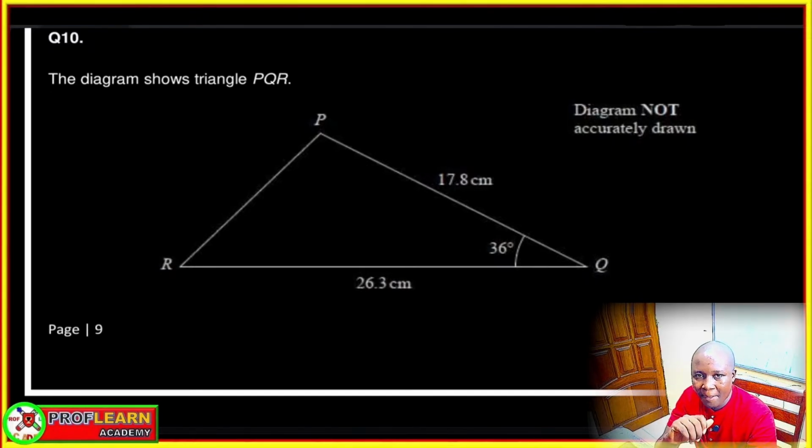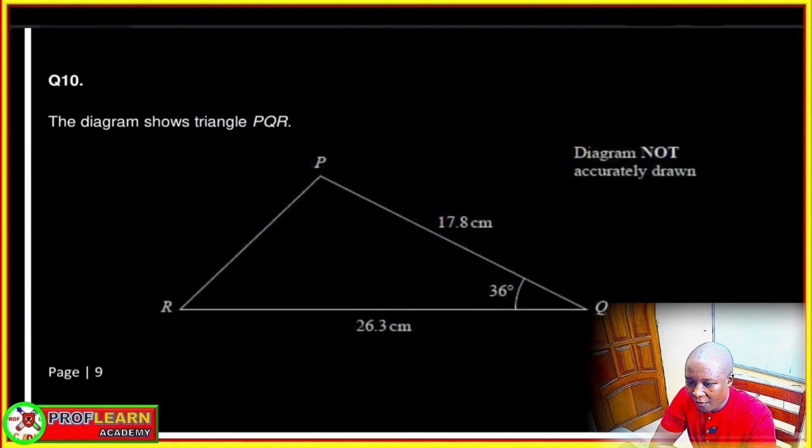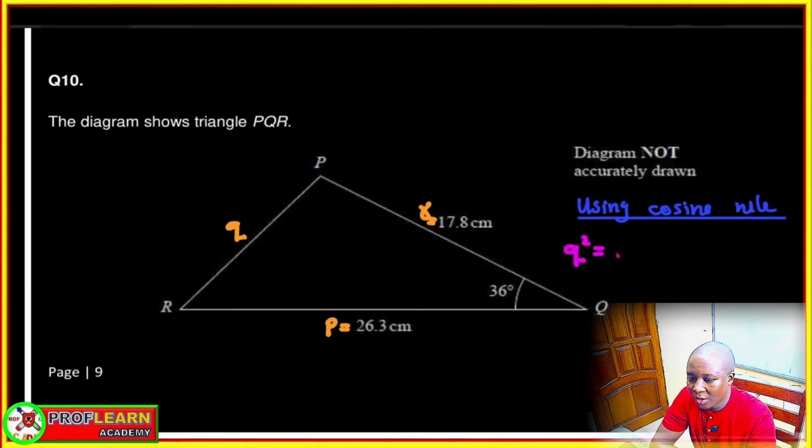In question number 10, in this coming exam, either you'll be given a question that requires the cosine rule or the sine rule. So in order to work out this, we are going to find PR. The side that is opposite to Q is small q, the side that is opposite to P is small p, and the side that is opposite to R is small r. Then we can write the cosine rule. Since we are finding Q, it will be Q squared equals P squared plus R squared minus 2PR cos of this particular angle that we have here. So that is cos theta.